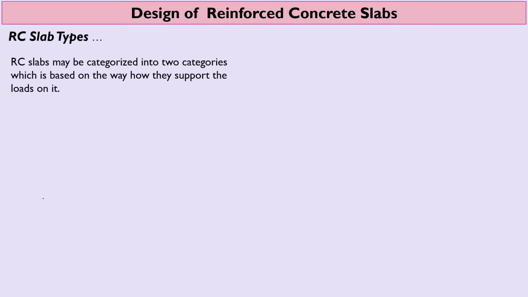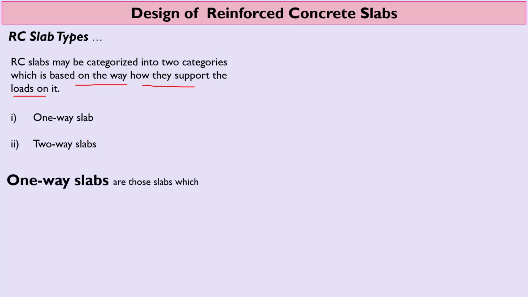Now RCC slabs, as we have discussed already, may be categorized into two categories based on the way they support the load on them. The very first type of slab, which we will later design, is the one-way slab, and another type of slab is the two-way slab.